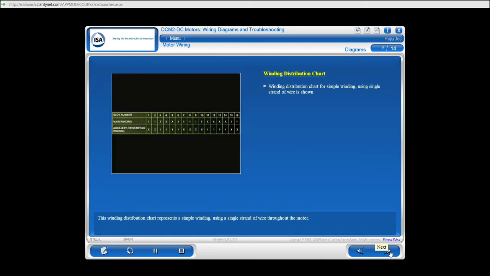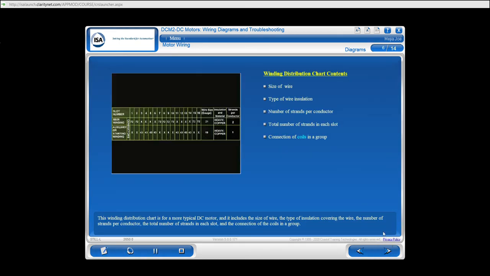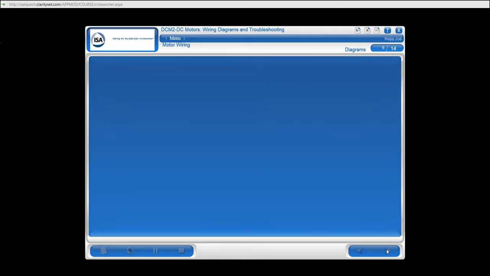This winding distribution chart represents a simple winding, using a single strand of wire throughout the motor. This winding distribution chart is for a more typical DC motor, and it includes the size of the wire, the type of insulation covering the wire, the number of strands per conductor, the total number of strands in each slot, and the connection of the coils in a group.